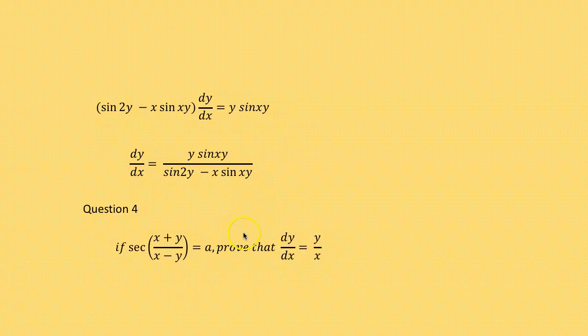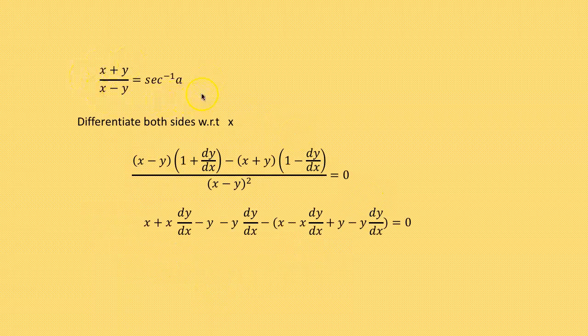Question 4. If sec of (x plus y by x minus y) equal to a, prove that dy by dx equal to y by x. So taking sec to the other side, you get x plus y by x minus y equal to sec inverse a. A useful tip, we have taken sec to the other side, so when we differentiate it, we get derivative of this as 0 because sec inverse a is a constant.